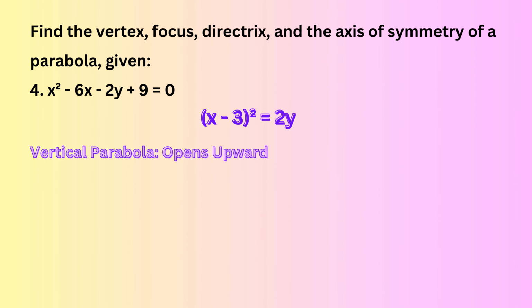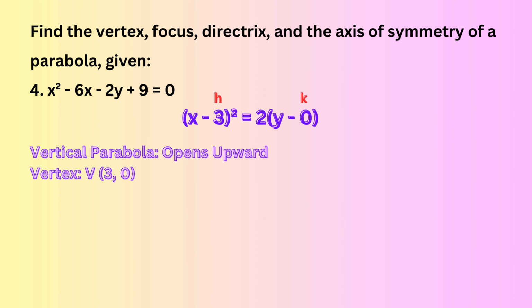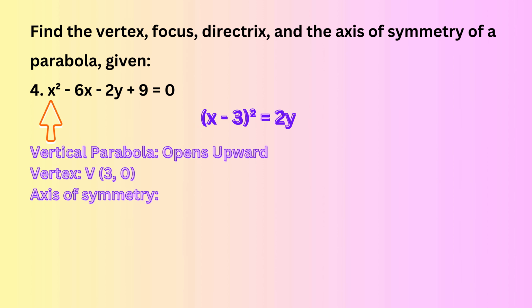So, our parabola is vertical, since x is squared, and it opens upward because c is positive. From the standard form, h is 3, and k is 0, so the vertex is at (3, 0). For the axis of symmetry, check the variable that is squared. In this case it's x. So the axis of symmetry must be x equals some value. To find that value, look for the coordinate of the vertex that is squared. In this case, the x-coordinate. Hence, the axis of symmetry is x equals 3.